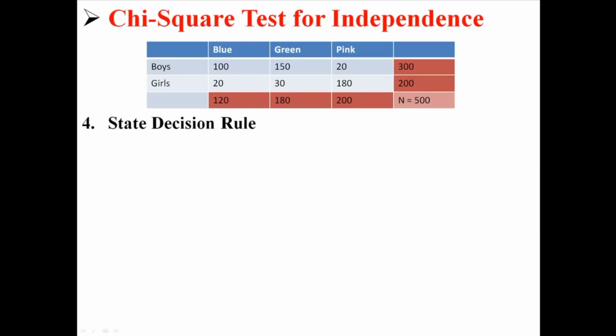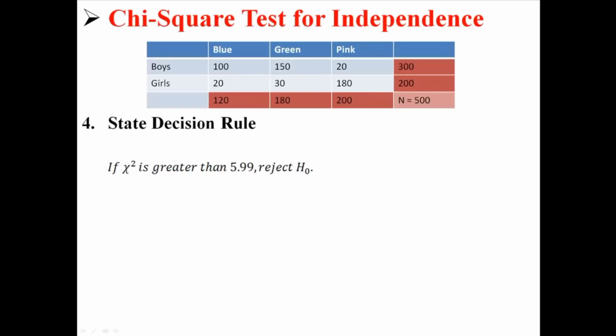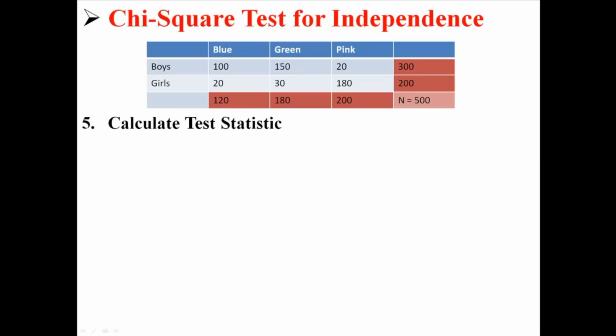And we're going to go to our chi-square table. And using alpha 0.05 and 2 degrees of freedom, we find a critical value of 5.99147. So our decision rule is if the calculated chi-square is greater than 5.99, we are going to end up rejecting the null hypothesis. So let's calculate our chi-square now.